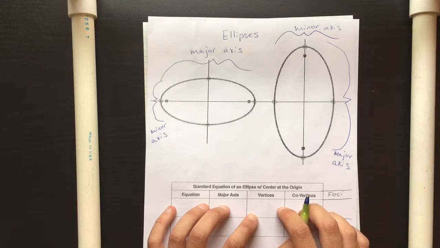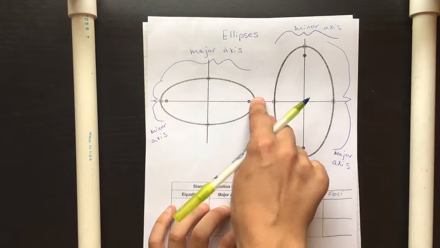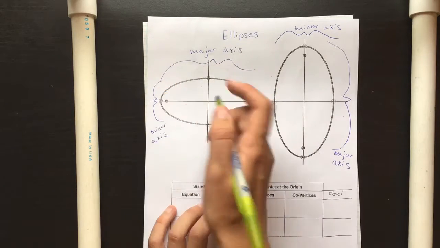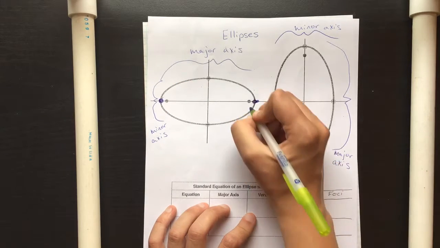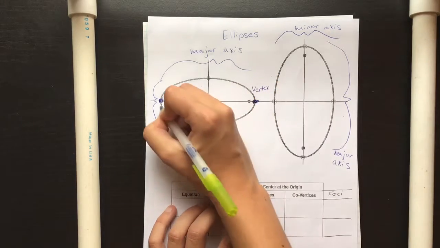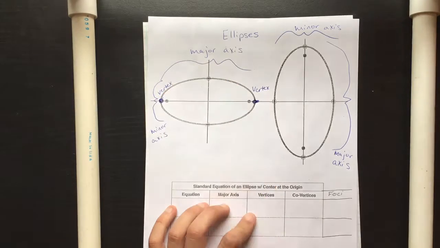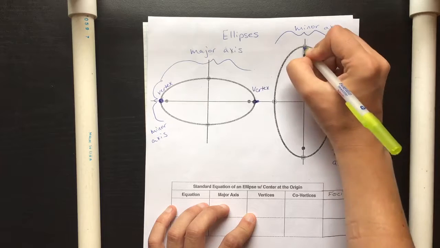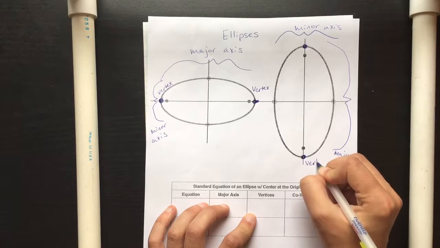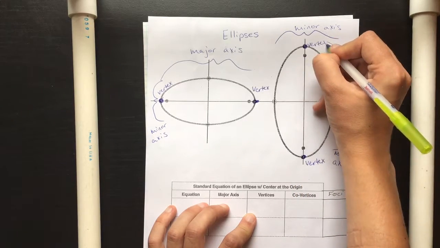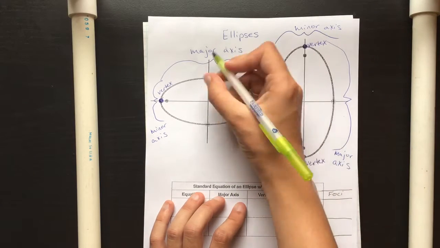Alright, now on an ellipse, we have some vertices. So the main vertices are these points that are at the end of the major axis. Right here, right here. These are our vertices. Just one is called a vertex. So on our other ellipse, the vertices are here and here. And then these points on the minor axis are called the co-vertices.